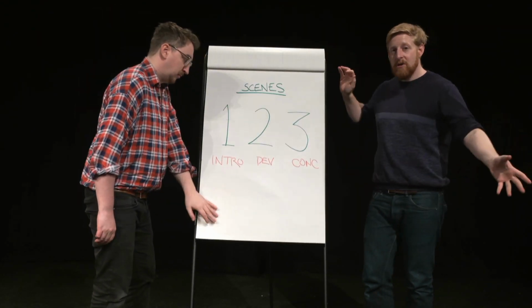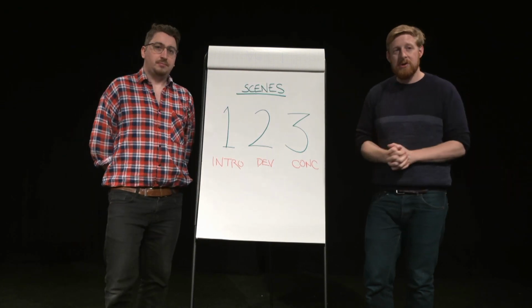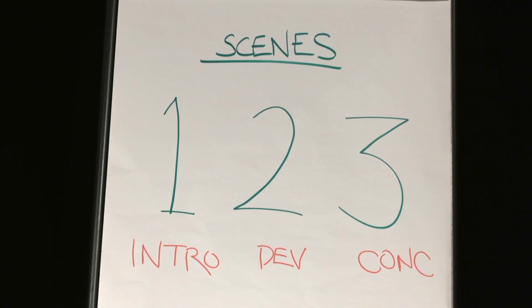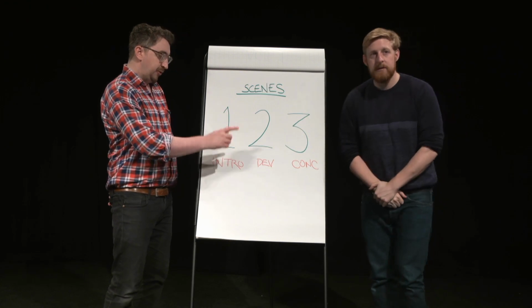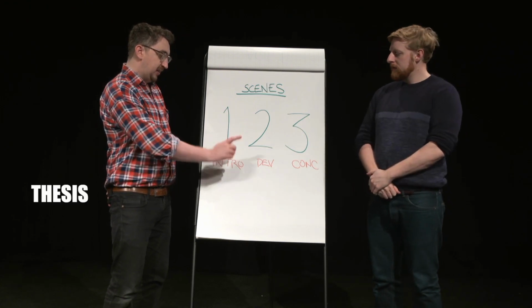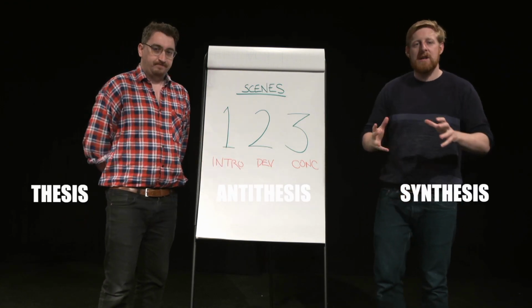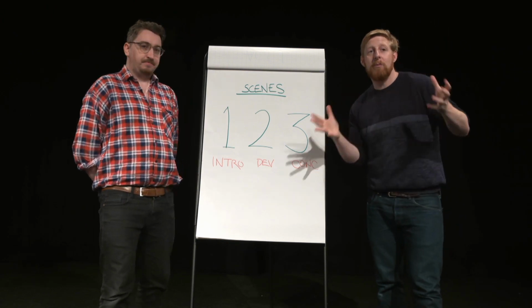And so every part of a story, a scene, should also be 1, 2, 3. Introduction, development, conclusion, thesis, antithesis, synthesis. Each scene is like a little microcosm of the full play.